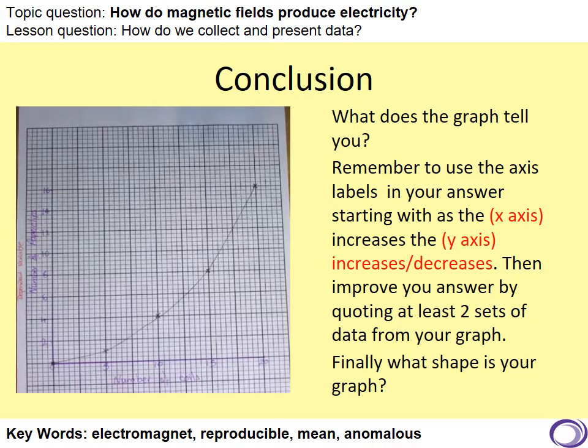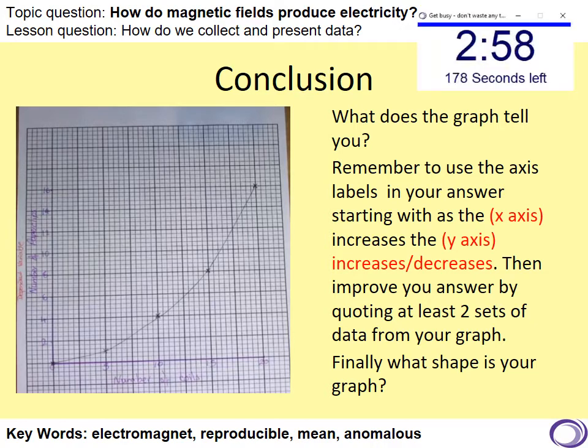Then you need to improve your answer by quoting at least 2 sets of data from your graph. So I might write when the number of coils was 5, the number of paper clips was 1, and then when the number of coils was, and pick another one and compare it. And then finally, comment on the shape of your graph. Is it a smooth curve? Is it a straight line? Does it increase? Does it decrease? Does it go through the origin? Okay, I'm going to give you 3 minutes to do that.